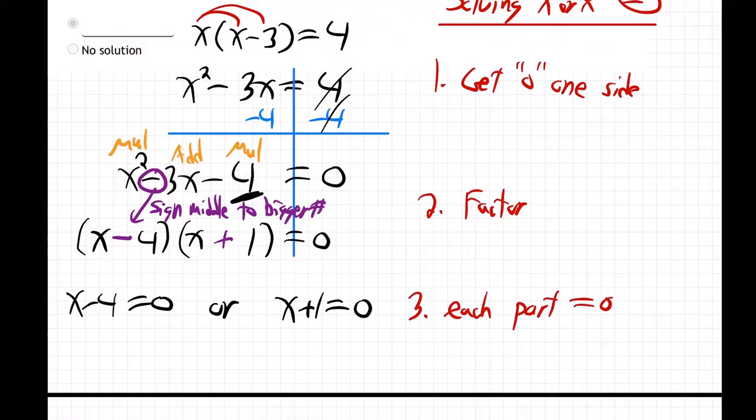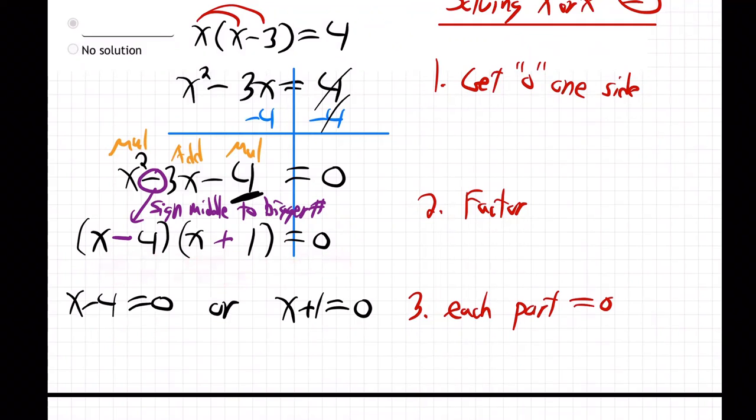Now, why do we go from the whole expression equals 0 to each part separately equals 0? How's that right? Well, because parentheses mean multiply, right? If 2 things are multiplying to equal 0, that means either one could be 0 to make that true, right?